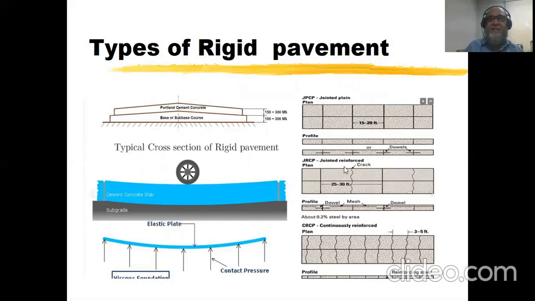Then this at JRCP, you can see that when you have reinforcement, this joint spacing can be increased to 30 feet. And you can see at the profile, there is a mesh. It's just like a cantilever slab, in which the reinforcement is laid above the center line of the pavement, right? And then there's a CRCP pavement, no joint at all, but you can see there are some cracks.